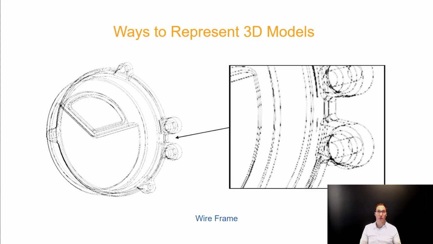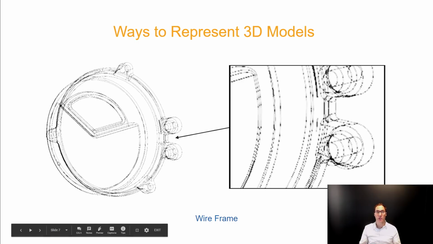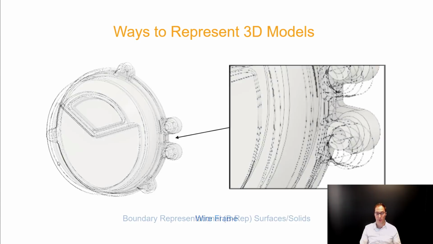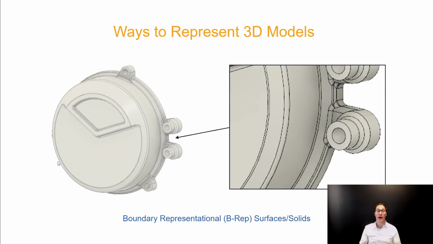This is called wireframe, and this is very common in things like AutoCAD or some other older CAD programs. This is basically defining the frame or like the outer shape of the part. And those are wires. And then everything else in between is really a connection of those wires. This is called a boundary representational surface or solid. We call those BREPs for short.